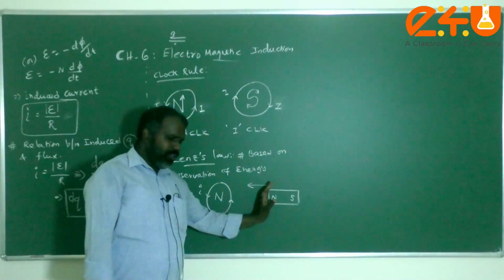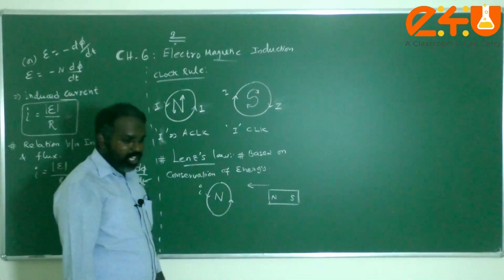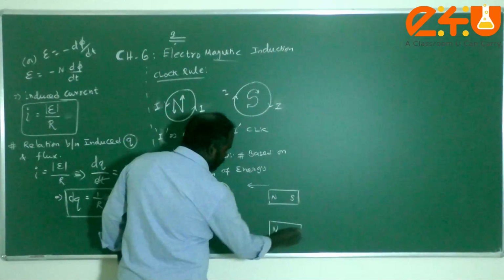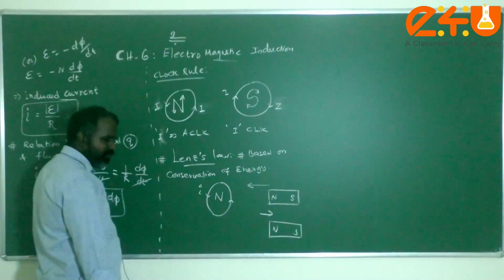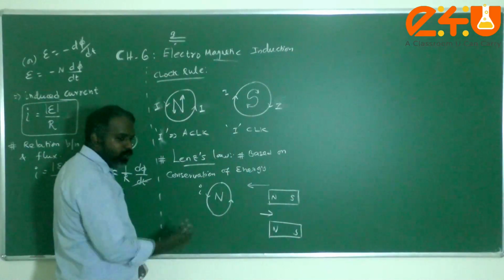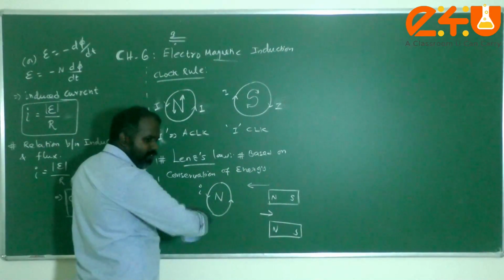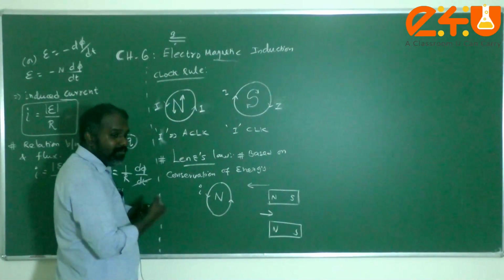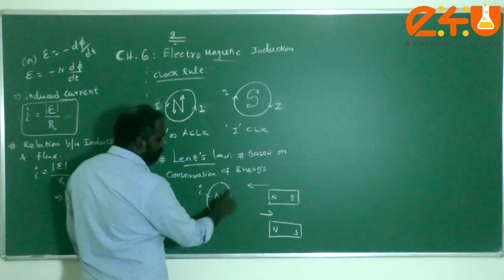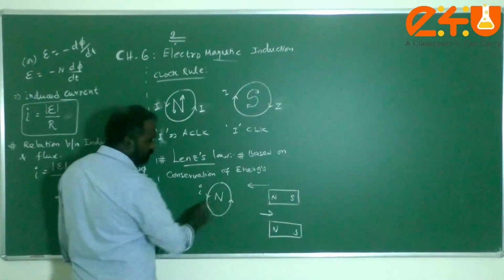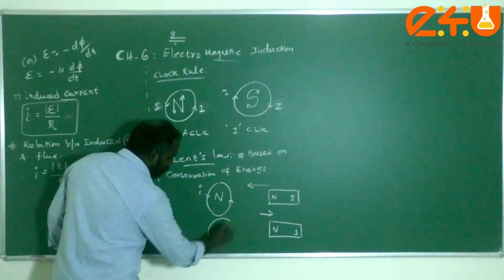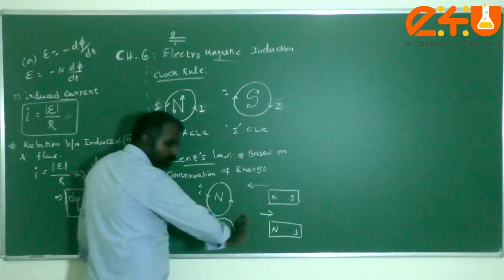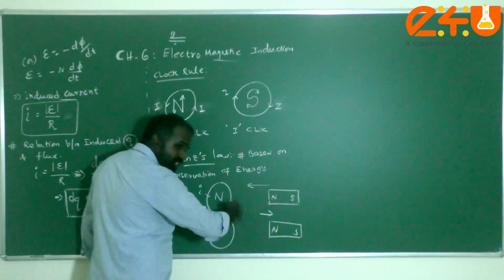Suppose what will happen if the magnet is moving away from the coil? In that case, the N and S magnet is moving away. If it is moving away, I want to oppose that moving away, which means I have to pull it towards me. That means there will be an attraction. Repulsion will be there when it is moving towards, because north will be there. Attraction should exist when it is moving away, because we have to oppose that motion.